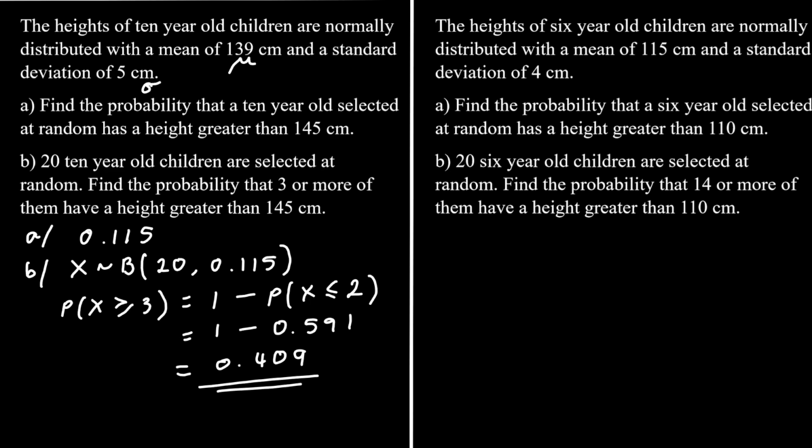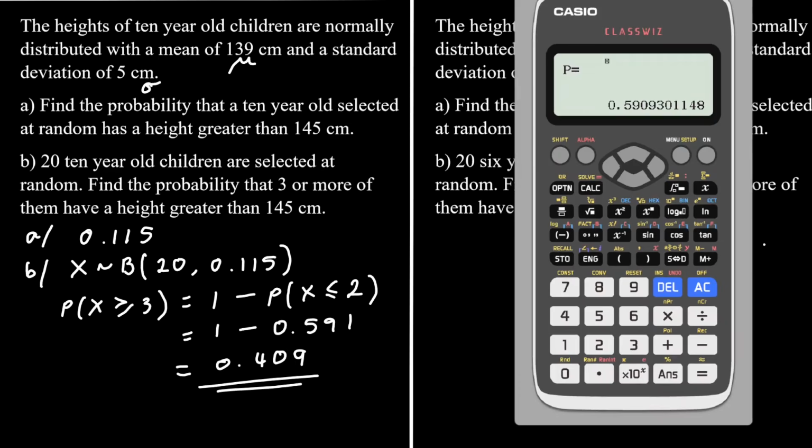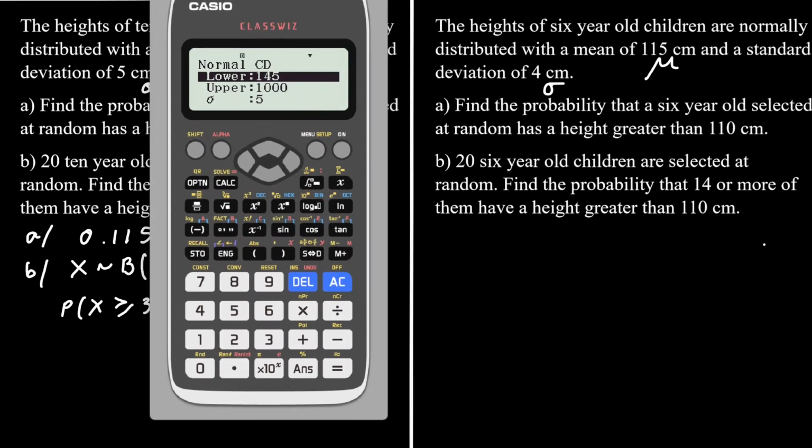One question for you to try. See if you can give it a go. So this time we've got 6-year-old children. The mean is 115. The standard deviation is 4. And we want the probability of greater than 110. So I'm going to go to normal cumulative distribution. The lower is 110. The upper is a really big number. Standard deviation is 4. Mean is 115. And I get 0.894.